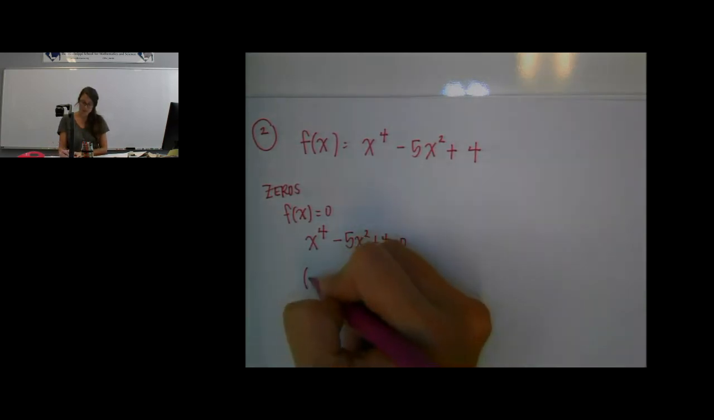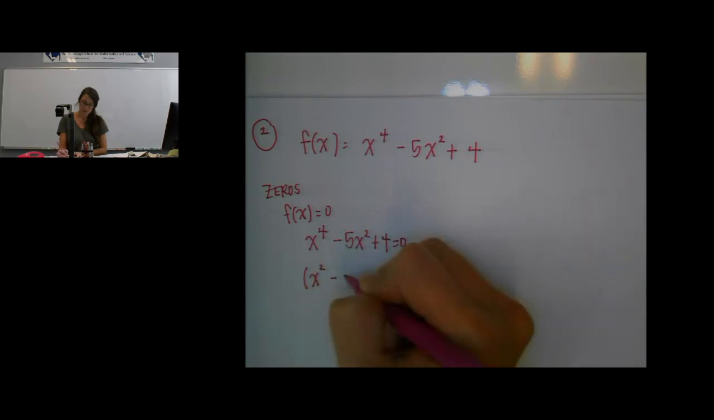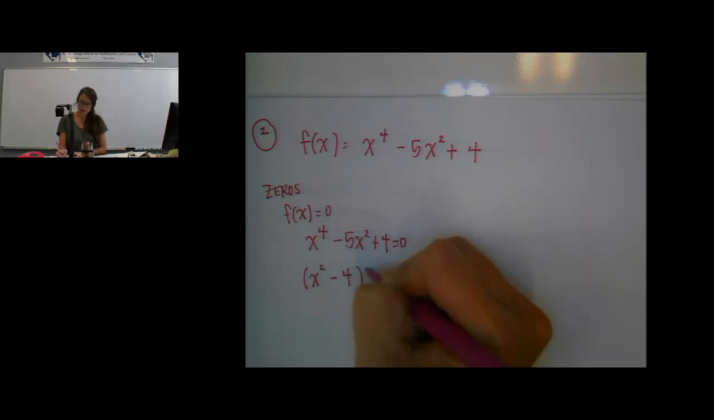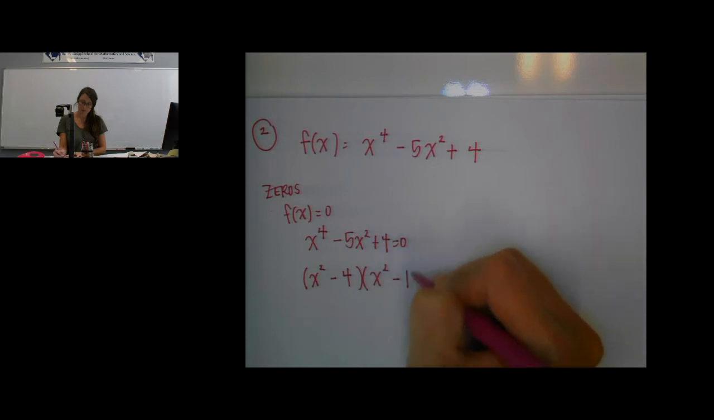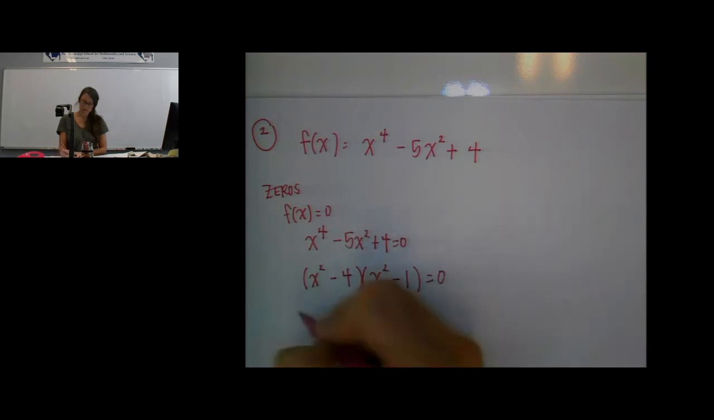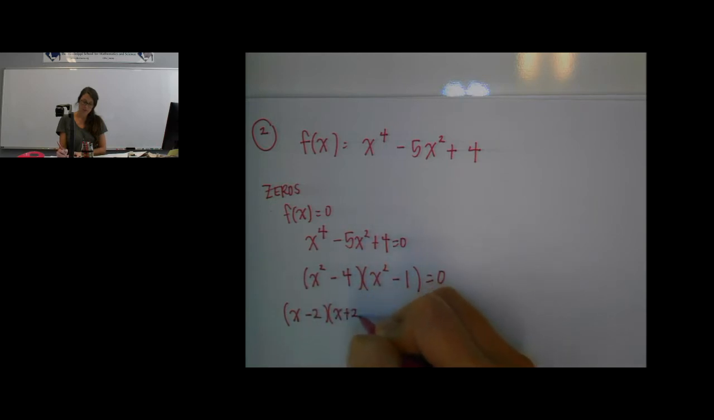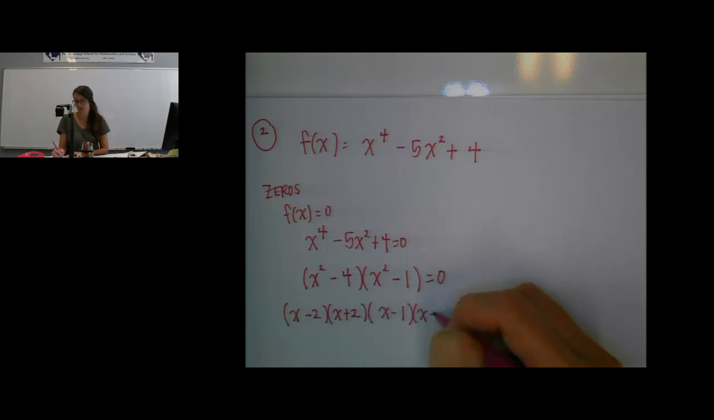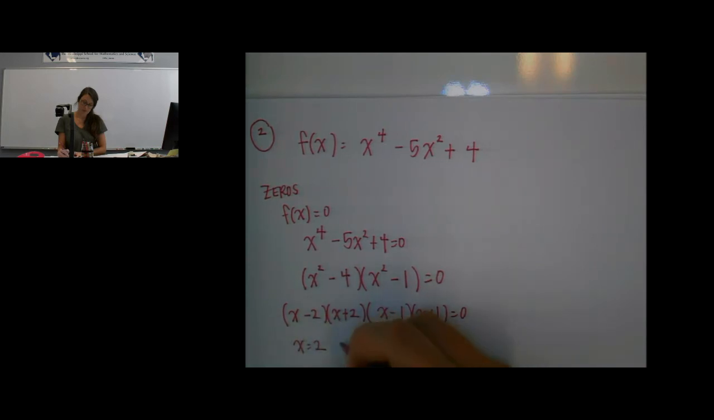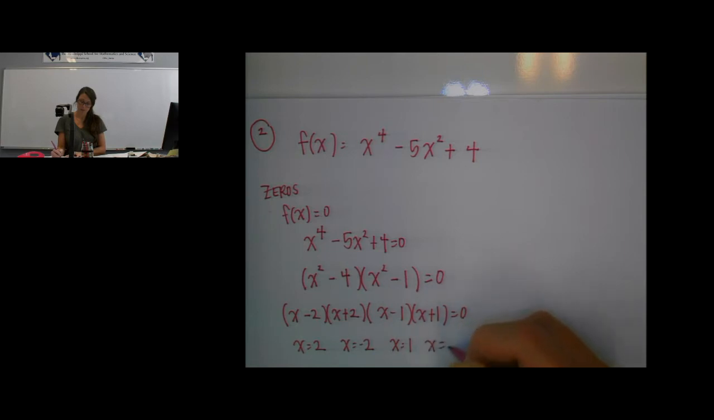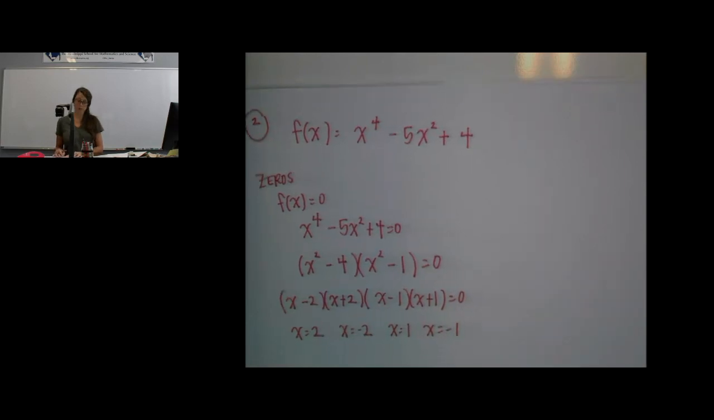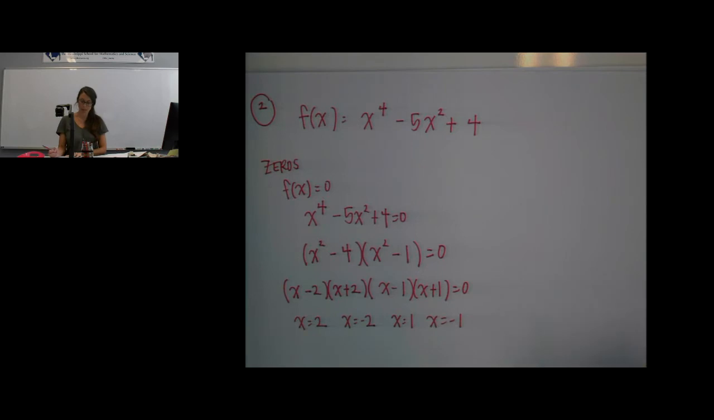Can this factor? So this will be x squared minus 4 times x squared minus 1. This can factor again, so this will be x minus 2 times x plus 2. This one can factor again, so x minus 1 times x plus 1. Set all those equal to 0, so x will be equal to 2, x will be equal to -2, x will be equal to 1, and x will be equal to -1. So it's going to cross the x-axis in 4 places.